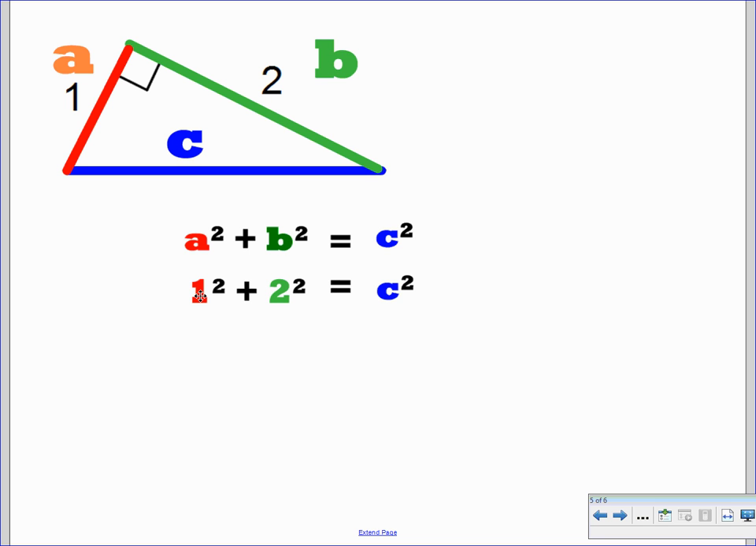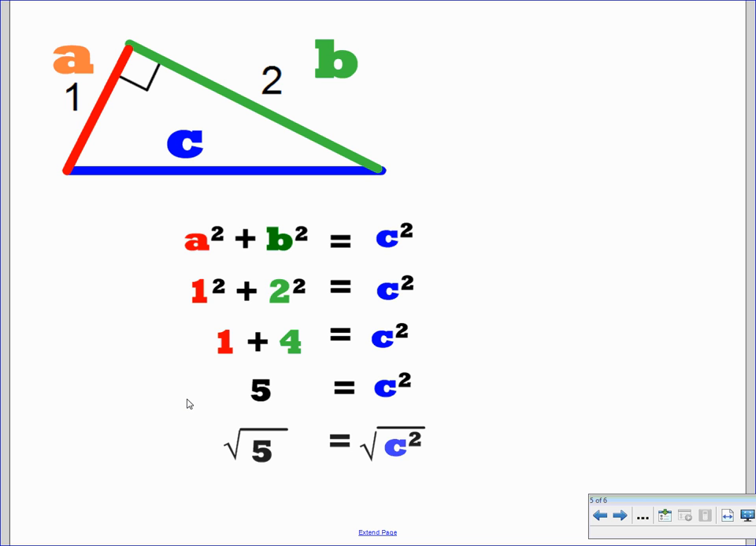Substitute in the values. All right, 1 is a, 2 is b, and we don't know c. Do the math. 1 squared is 1, 2 squared is 4, and c squared we don't know. Add them together, and c squared equals 5. And now, the new step, take the square root of both sides. You would do that on your calculator, and you can round it to the nearest tenth. In this case, c equals 2.2.